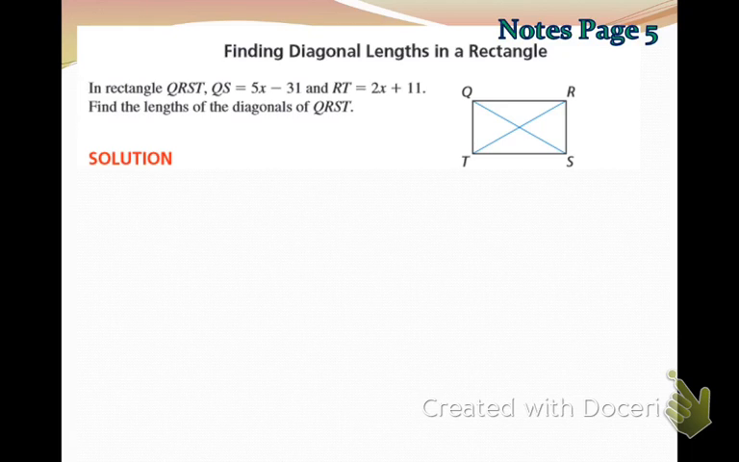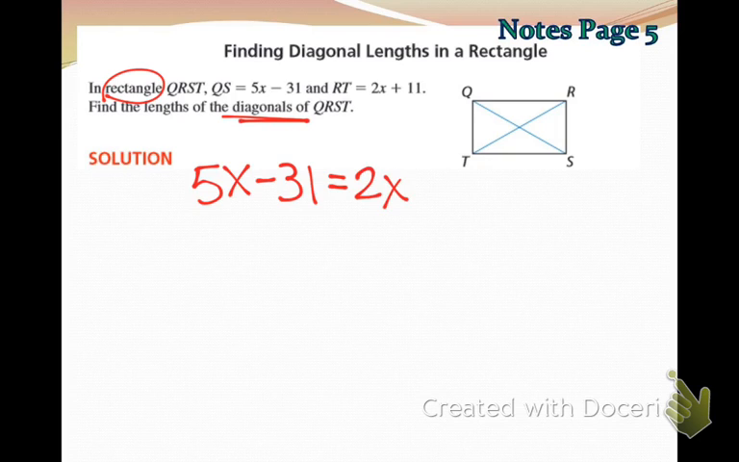In rectangle QRST, the length of QS is 5x minus 31. The length of RT is 2x plus 11. Find the lengths of the diagonals of QRST. What shape is this? Rectangle. I know it because it told me. Are we talking about side lengths here? No. Diagonals. In a rectangle, what do I know about the diagonals? They're congruent. So what am I going to do with these two? Set them equal. So 5x minus 31 equals 2x plus 11.